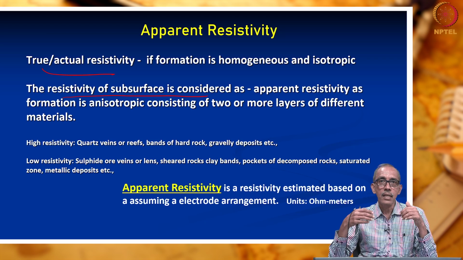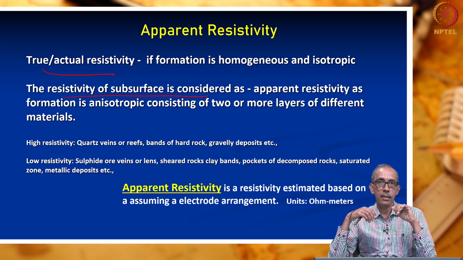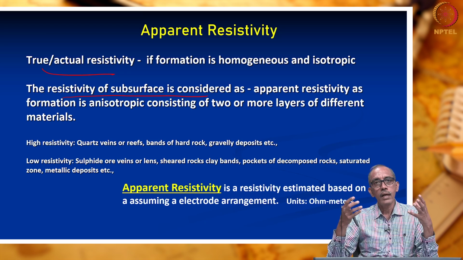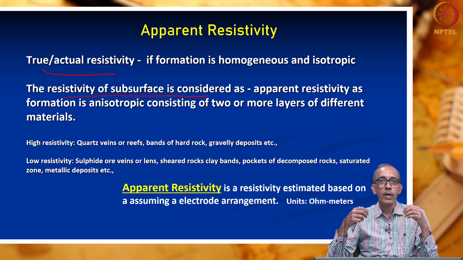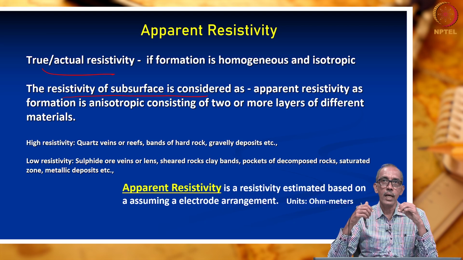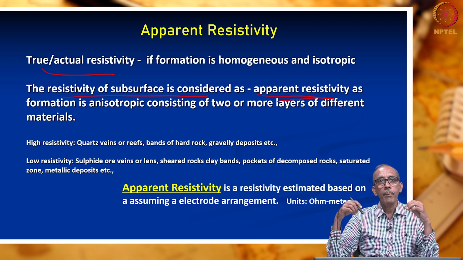But in the case of earth, we are going to apply the current on the surface of the earth, due to which we don't have the definite geometry and volume. That is why the resistivity which we measure for the subsurface of the earth is known as apparent resistivity. So apparent resistivity is the one which we measure for the subsurface.